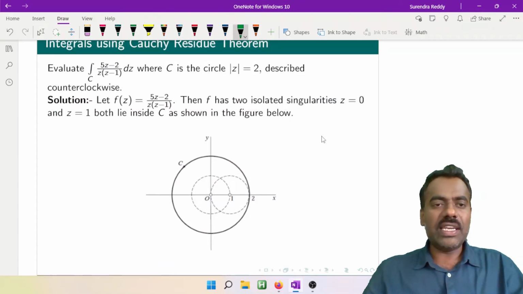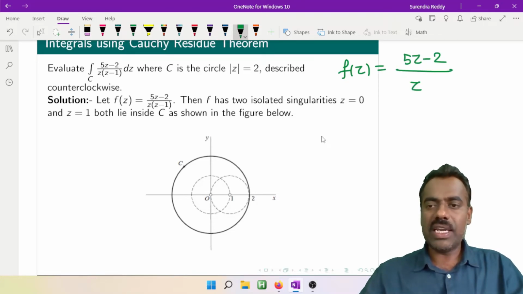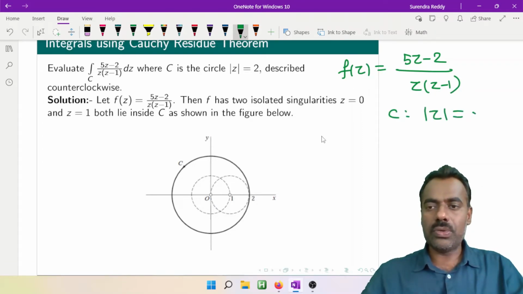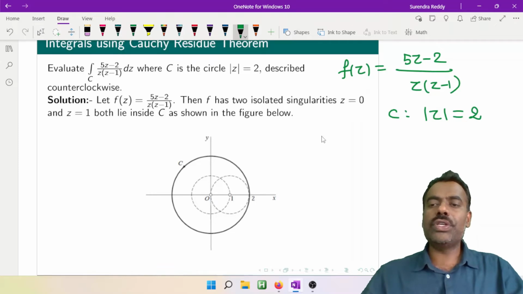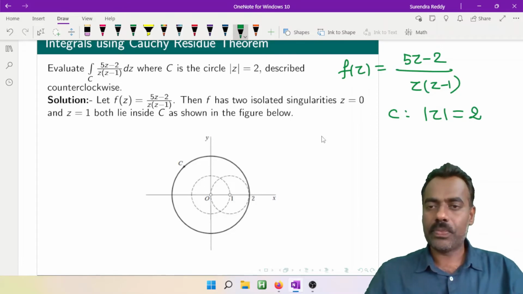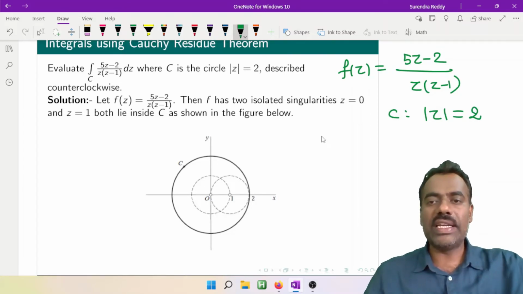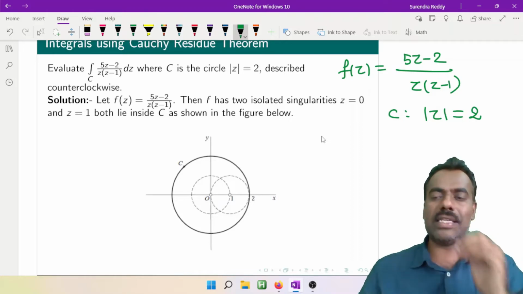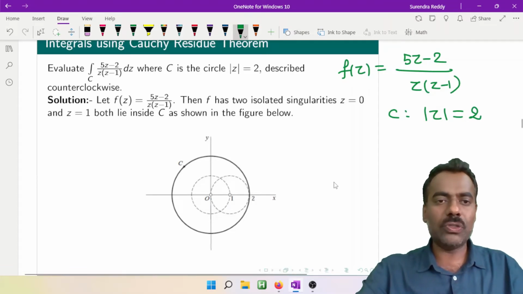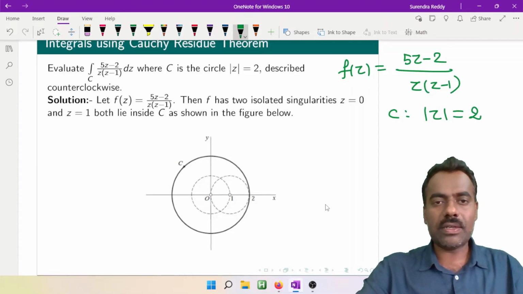Quickly we'll try to understand this with an example. Take f of z equal to (5z minus 2) by z into (z minus 1), where our circle C is mod z equal to 2. Now clearly z equal to 0 and z equal to 1 are the singularities, and they are inside this C. You can easily see that they are isolated singularities because we can separate them by smaller neighborhoods. Both lie inside this C, and f is analytic everywhere else inside C except at those two points. Therefore we can apply this Cauchy residue theorem.